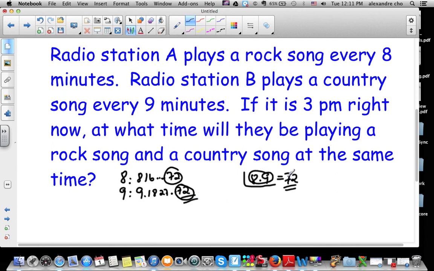Now, what does that mean? It means that 72 minutes after 3 o'clock, they will play at the same time. Okay, so if it's 3 o'clock now, 72 minutes is the same thing as saying an hour and 12 minutes. So at 4:12, radio station A will press play and play a rock song, and radio station B will press play again and play a country song. So they will both be playing a country and a rock song at the same time. Okay? And I think that's that. Okay, so that's your little review.